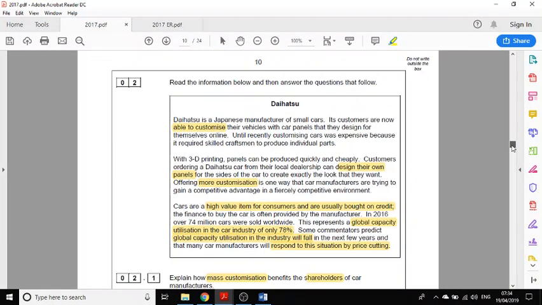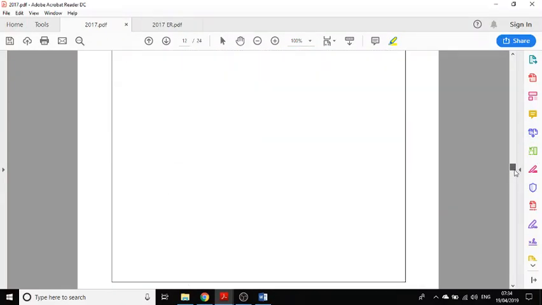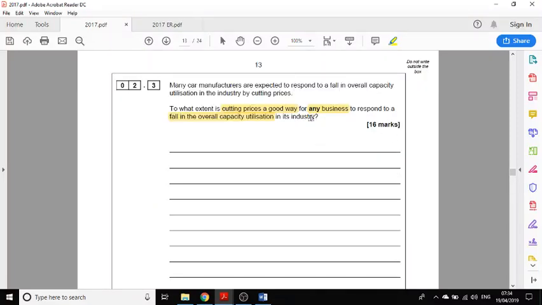Again, there's some information in the case study to help me. Wherever it says the key term, capacity utilization, I know that there's going to be application for me. So we could use the fact that capacity utilization in the car industry is 78%. Commentators predict that's going to fall further in the next few years, and that some car manufacturers will respond to the situation by price cutting. Notice that we can use the information there, but AQA have bolded the word any. All right, so a good answer for this question isn't just going to focus on the car industry, it's going to focus on any business.